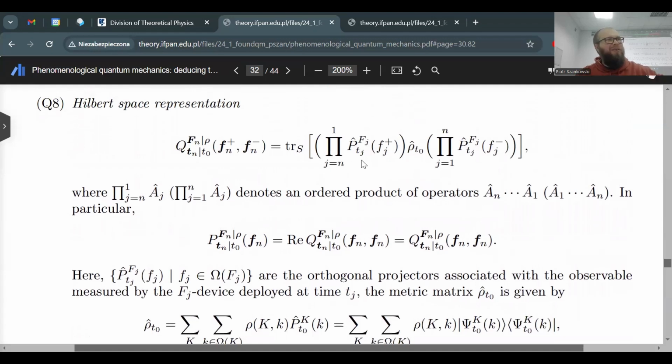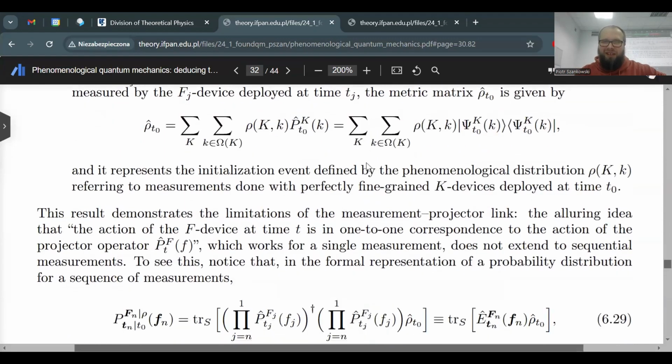Still, we don't know the dynamics. This is the next step, where we have to figure out the dynamics, because at the moment the projectors are indexed by T, but what is the relation between projectors at different T's? This has to be established.